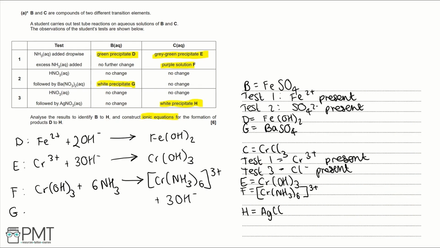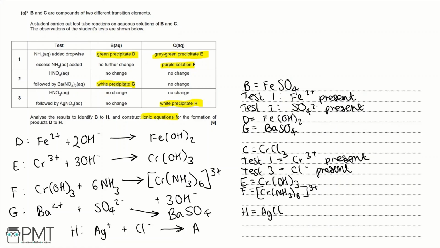Then if we look at G, that's going to be Ba2+ plus SO4 2-, and then that's going to produce BaSO4. So here the arrow's slightly slanted, but it's producing barium sulfate. And that's because we've got this 2+ charge present in the barium nitrate, and then you're replacing the nitrate ion with the sulfate ion. And finally, if we look at the formation of H, that's going to be a silver ion plus a chloride ion producing silver chloride, AgCl.